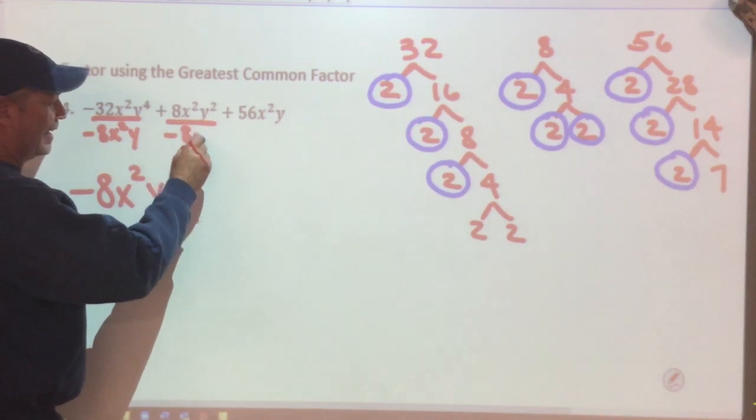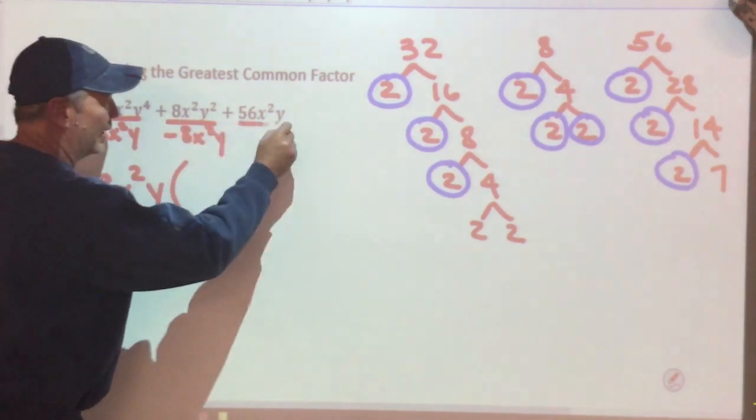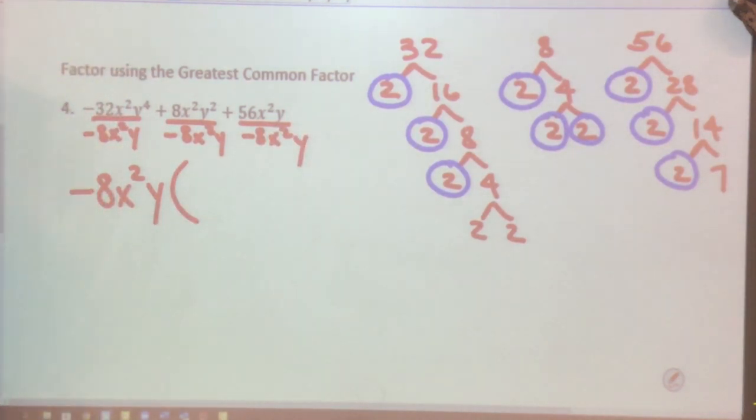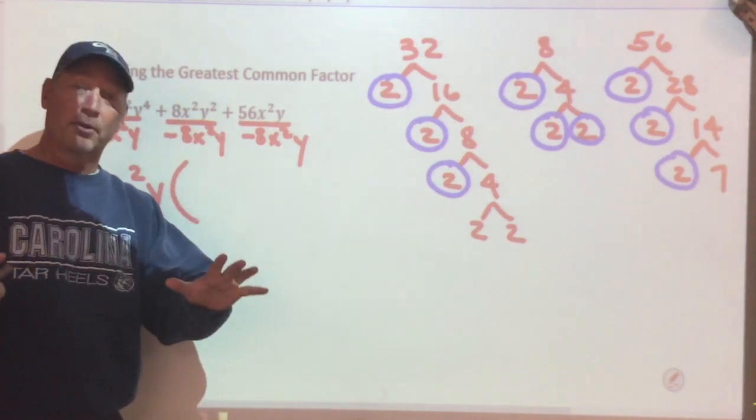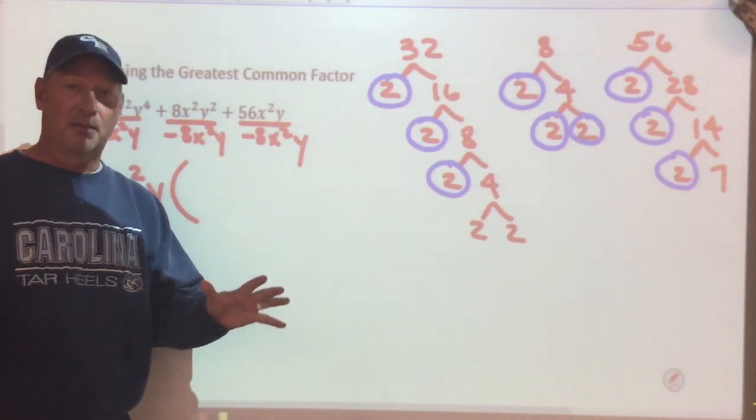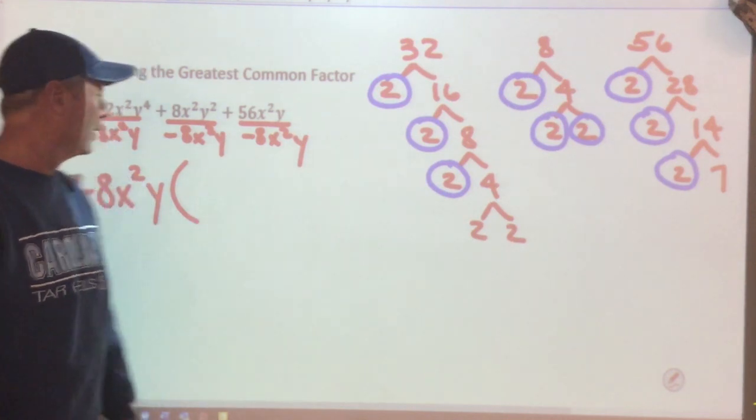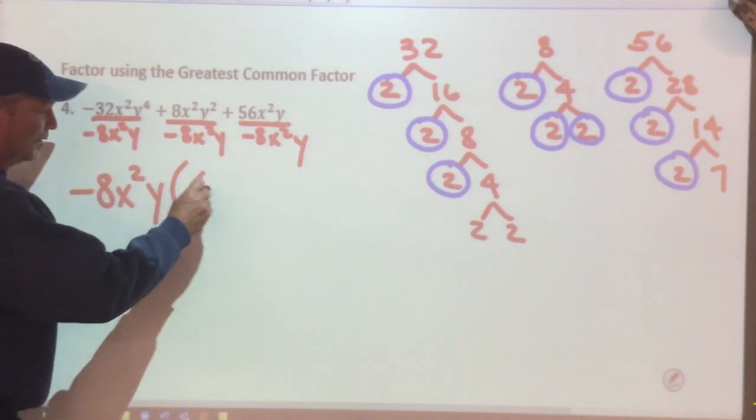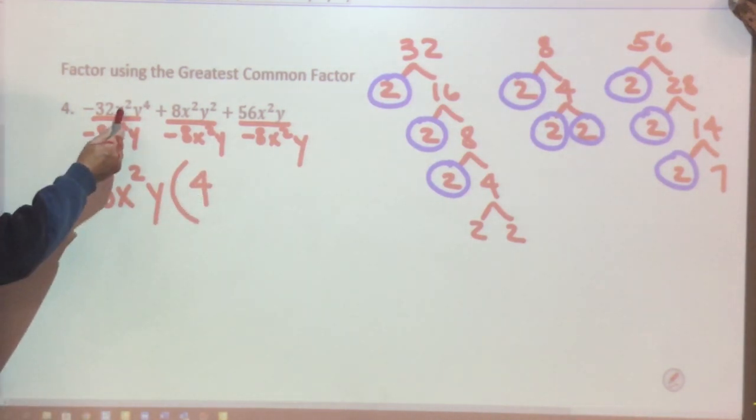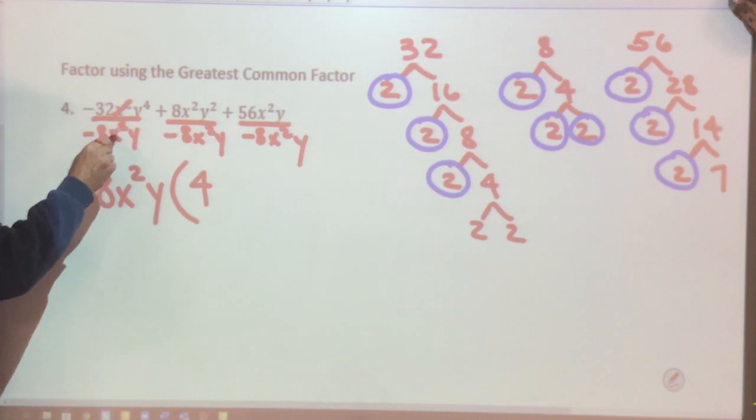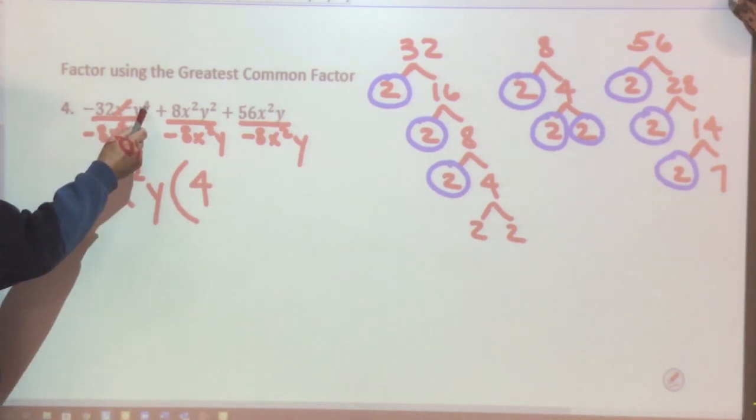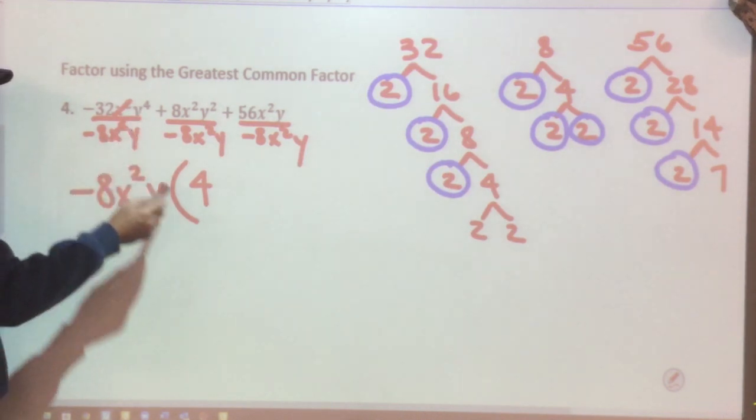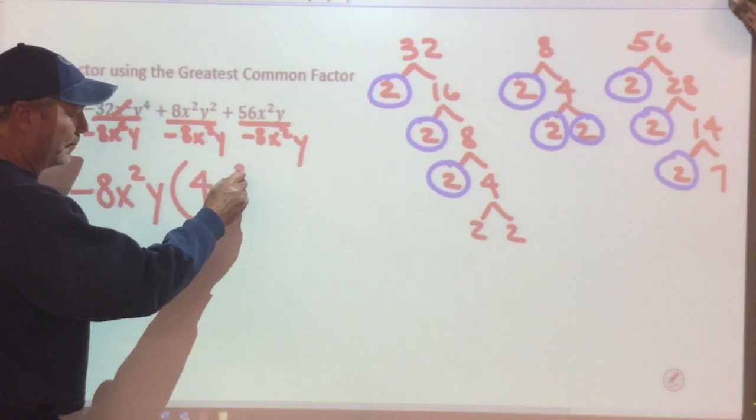Negative 8x squared y. I know some of you don't have to do this because you're smarter than me, but I'm going to do this so I don't make any silly mistakes, or try to keep them to a minimum. All right, so a negative 32 divided by a negative 8 is a positive 4. X squared over x squared, those will cancel. Y to the fourth over y to the first, I can subtract my exponents and that would give me y to the third.